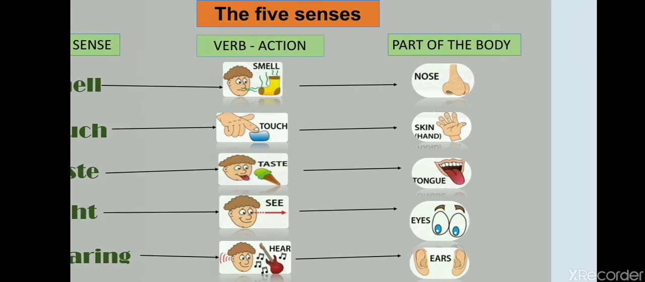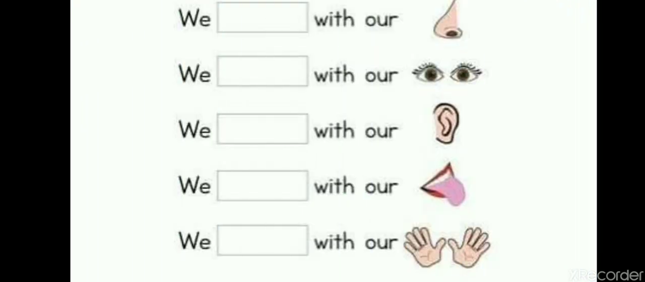Okay, let's continue. Now we have some exercises including the parts of the body and the five senses. We've got these five sentences, and we have a space, and we need to complete it with the verbs. In the column there is a picture, and in the space we're going to put the verbs. First, we blank with our nose. So what verb is it? Smell. We smell with our nose.